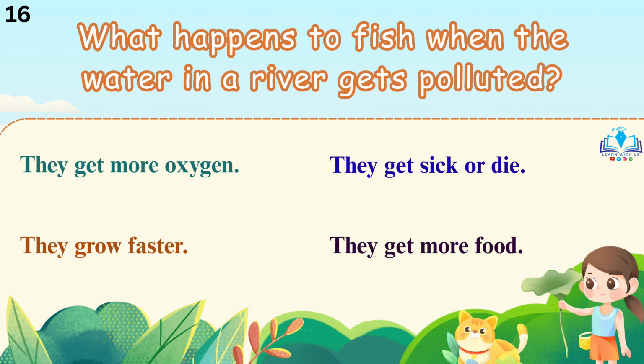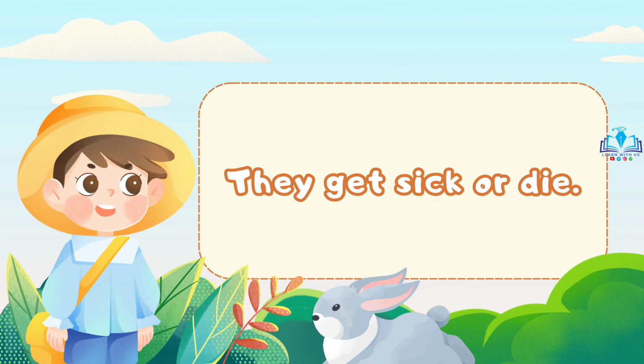Question 16. What happens to fish when the water in a river gets polluted? A. They get more oxygen. B. They get sick or die. C. They grow faster. D. They get more food. Answer B. They get sick or die.